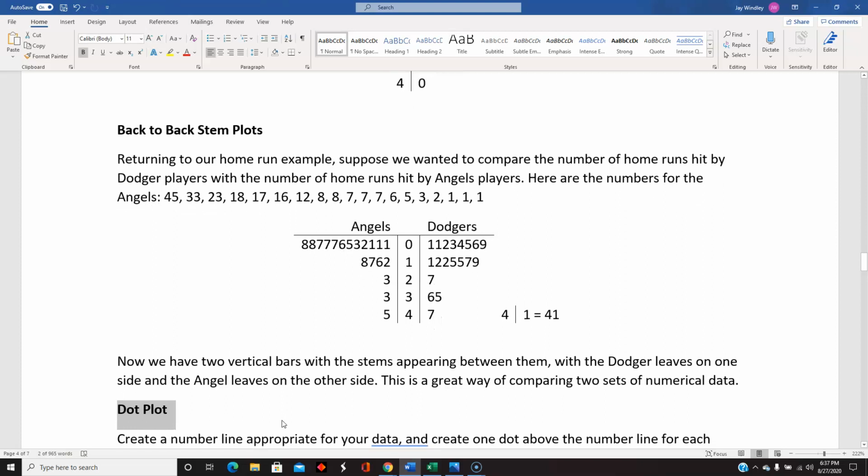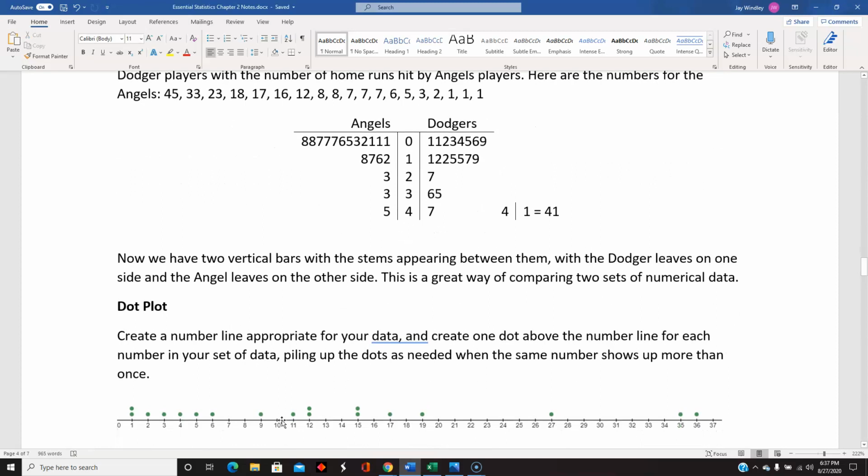Another type of graph that I really like a lot is a dot plot. All you have to do is draw a number line and then put a dot on the number line for every one of the numbers in your data set. So for the Dodgers data set, we had two players that had one home run. So I've got a pile of two dots at the number one on the number line. And then there was one player that had two home runs and one player that had three home runs and so on. There were two players that had 12 home runs. So you see a pile of dots there.